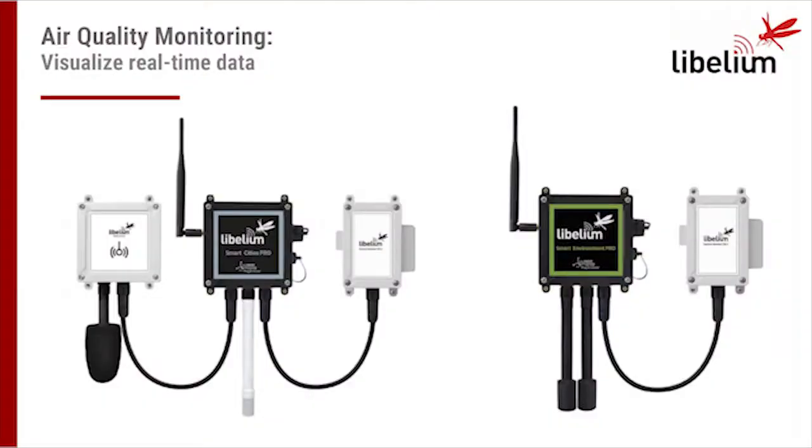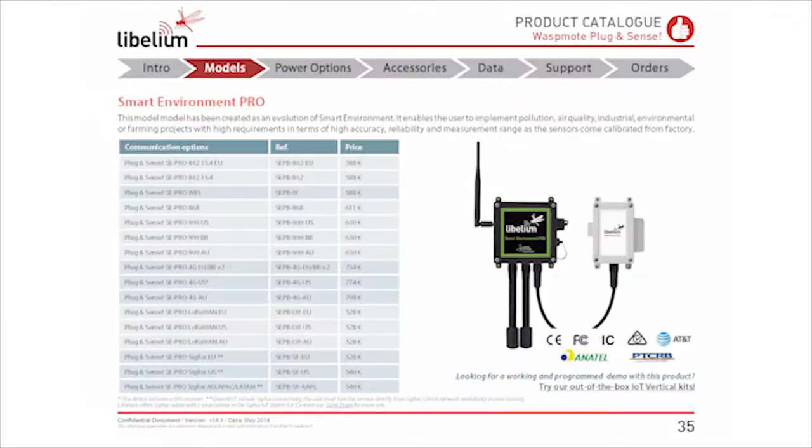We have two Plug & Sense models in our program useful for Smart Environment projects: Smart Environment Pro and the Smart Cities Pro. What I will say about the Smart Environment Pro is completely useful for Smart Cities Pro too. So first of all, as usual, you need to choose the communication protocol, and after, go to the next page and choose the sensors.